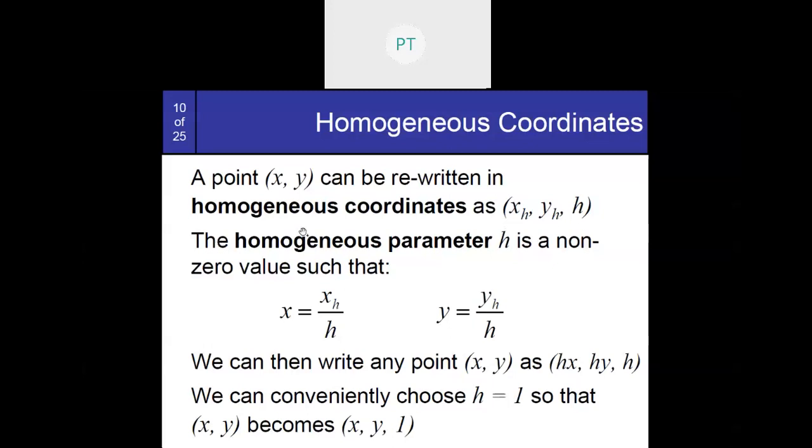Why are we writing all the matrices in the homogeneous coordinate system? See, the homogeneous parameter h is a non-zero value such that x is equal to xh upon h, y is equal to yh upon h. For multiplication purposes we are using this. We can then write a point x comma y as hx, hy comma h, and we can conveniently choose h equal to 1 so that x comma y becomes x comma y comma 1.